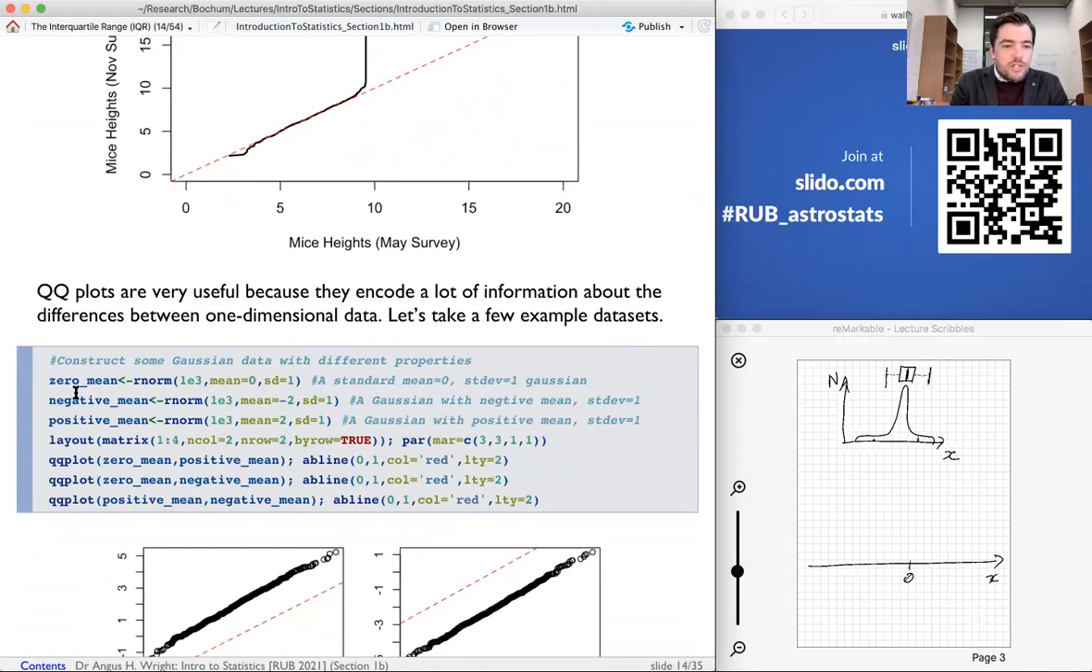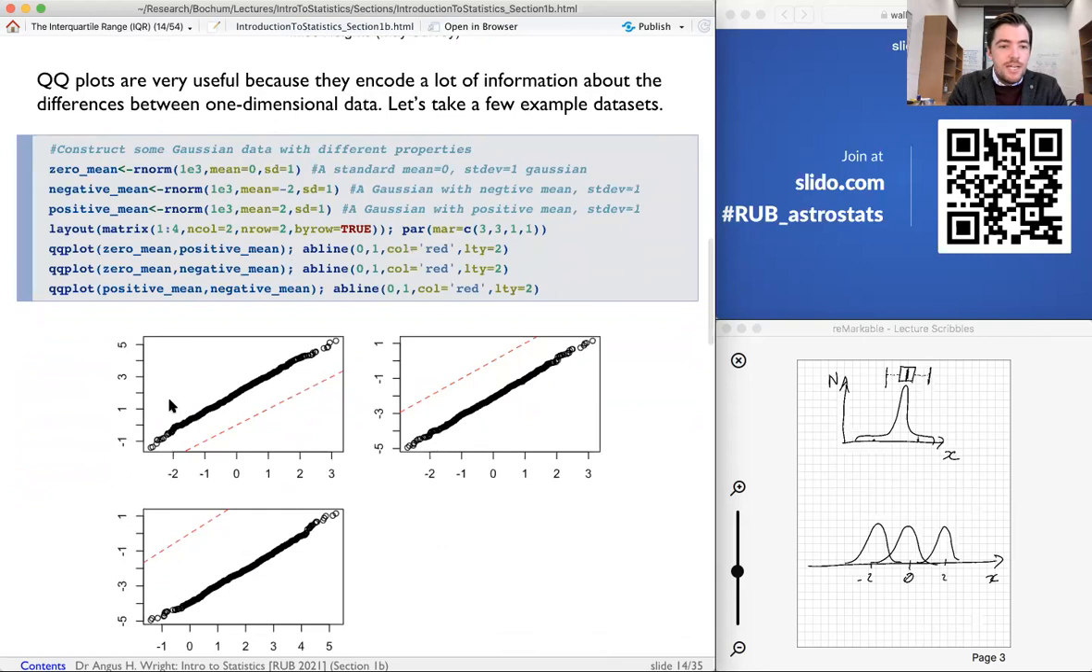The first data set that I've constructed is just a Gaussian with a center at 0. The second data set is a Gaussian with a mean at -2, and the third is a Gaussian with a mean at 2. So these are our 3 data sets: 0 mean, negative mean, positive mean. And I'm then going to plot the QQ plot for these different data.